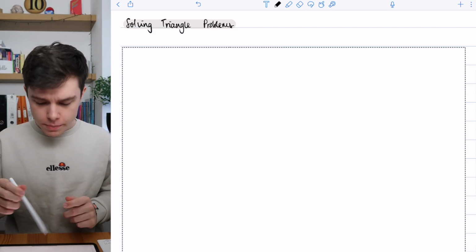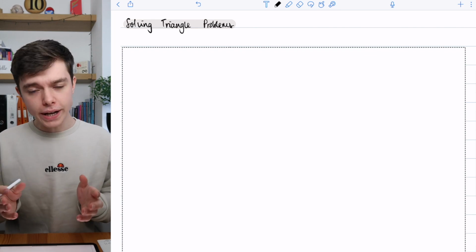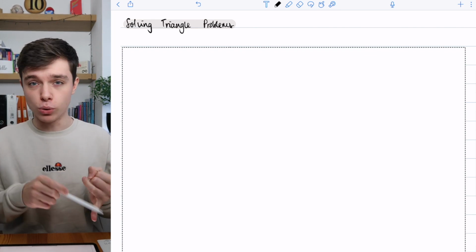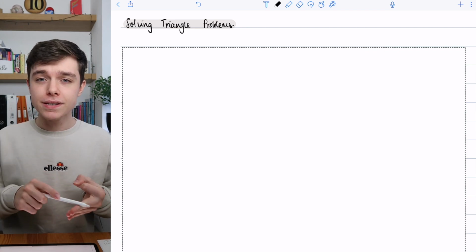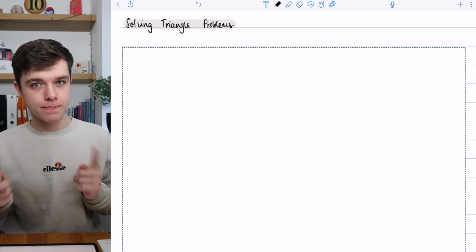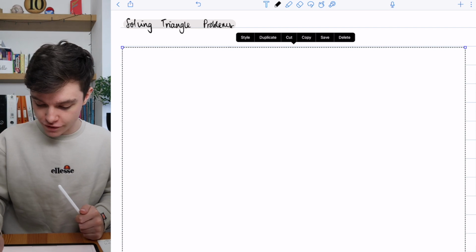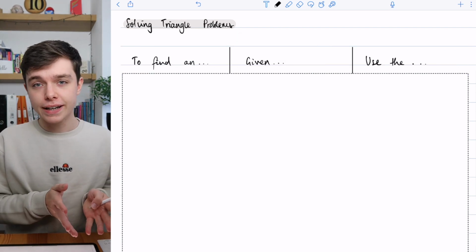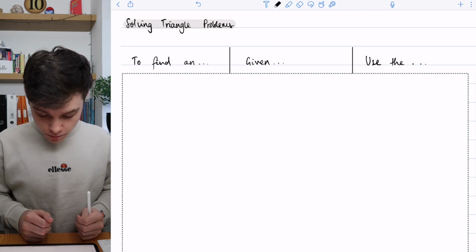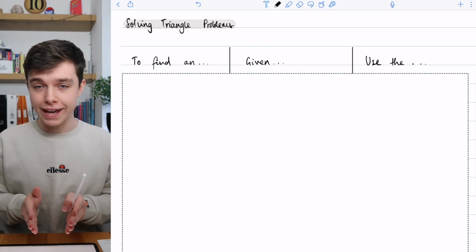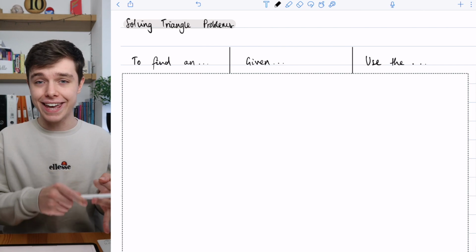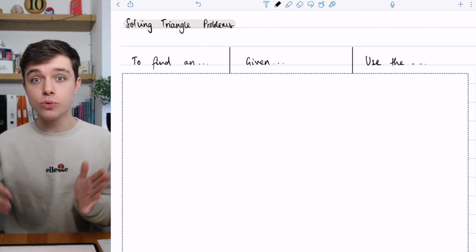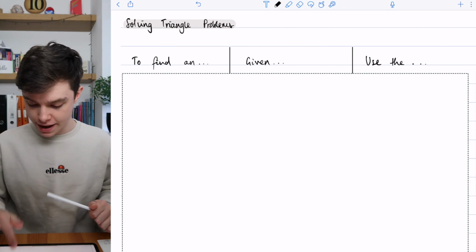Now, what I'm going to do is take you through quickly the criteria for using the sine rule and the cosine rule, when to use it and what it finds. Hopefully that makes sense. I'll show you the first example. So, in the first column we've got to find a whatever. In the second column we've got given, so to find this, given that you've got this information, we want to, in the third column, use the whatever rule. So let's have a look.